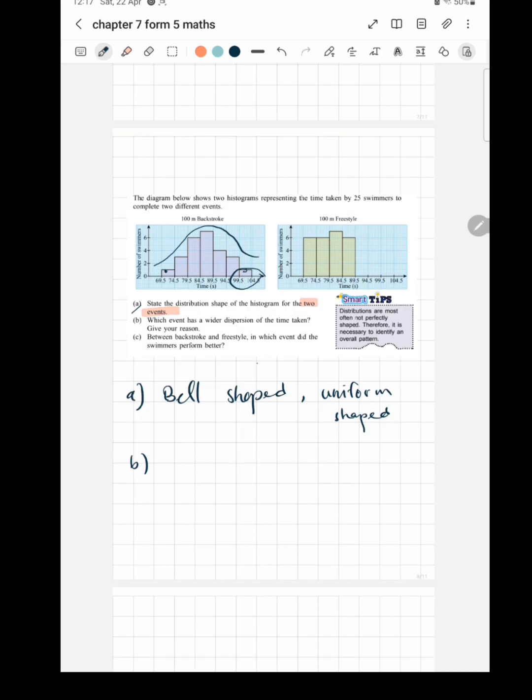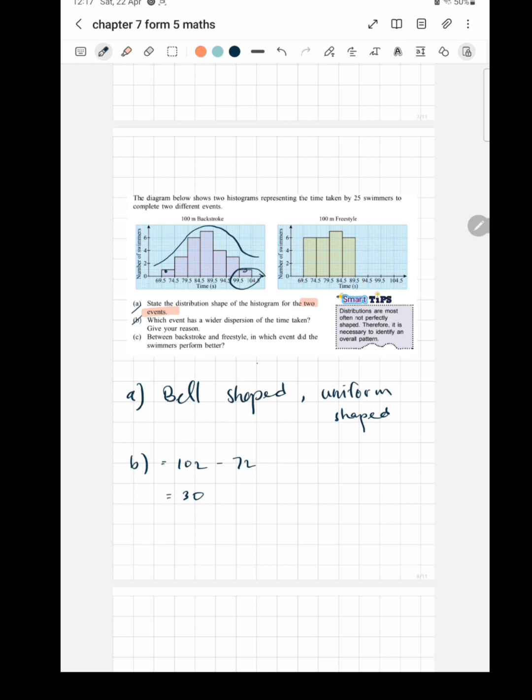So B is asking us which event has a wider dispersion of time taken, and give the reason. So as you can see here, obviously backstroke looks like it has taken the most time. So to confirm it, you can just take the midpoint of the last class minus the midpoint of the first class, that is 102 minus 72 seconds, so 30 seconds.